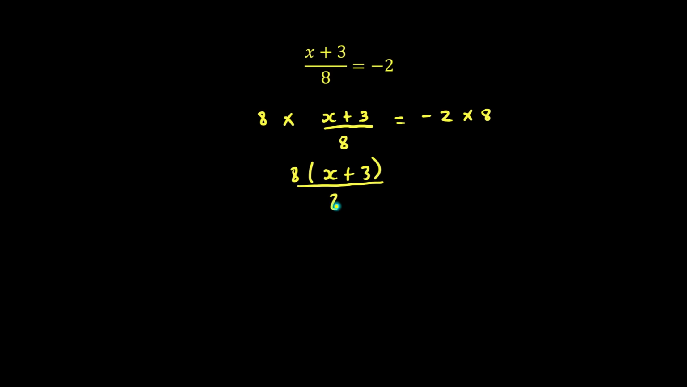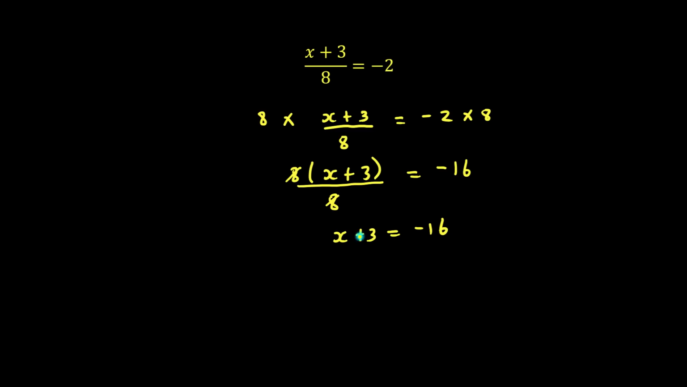I'm just going to show you how to cancel that. So that will give me minus 16. So I've got my 8 here, so I can just cancel that off. I could have cancelled that there, but I just wanted to show you, just in case some students didn't follow. So you've got x plus 3 is equal to minus 16.